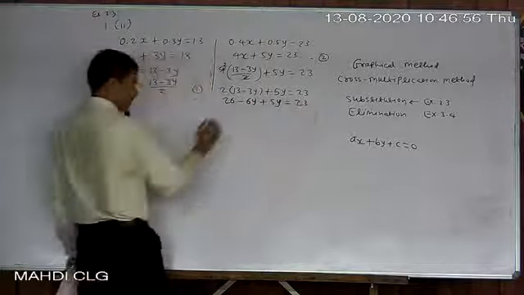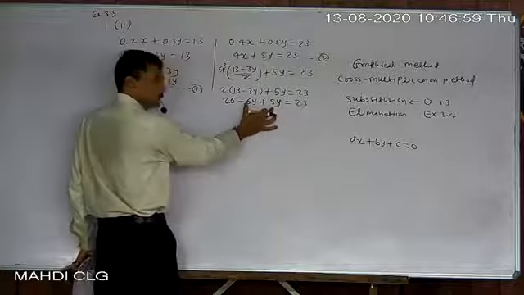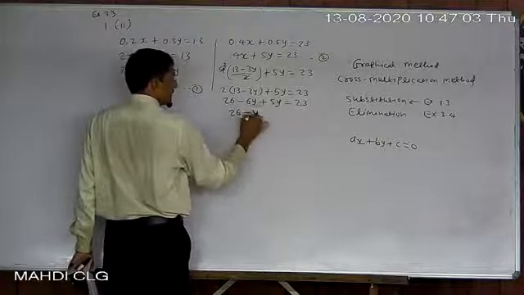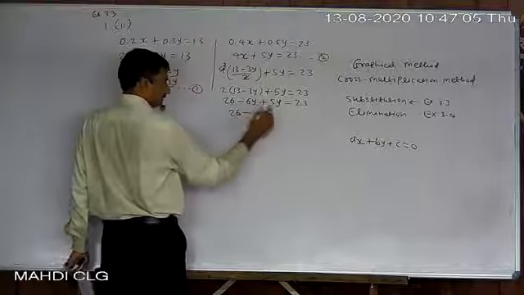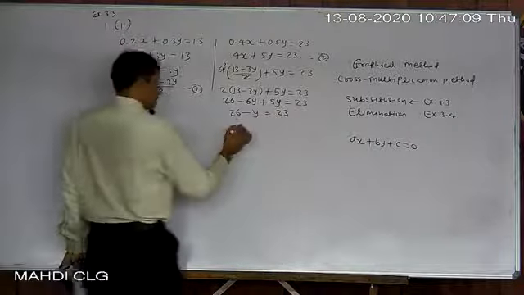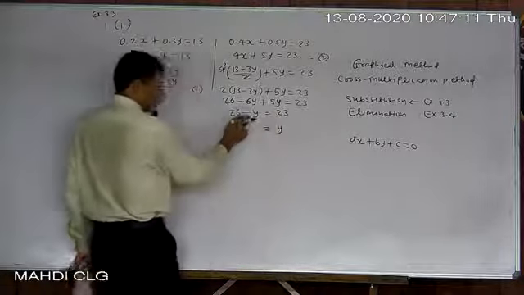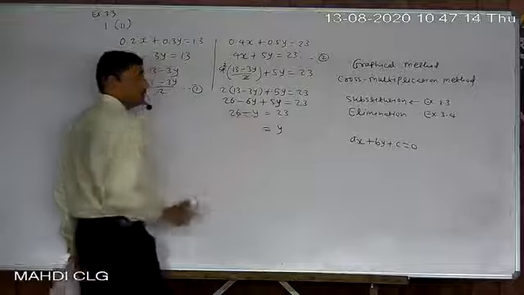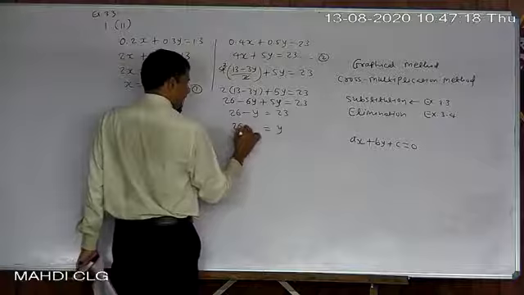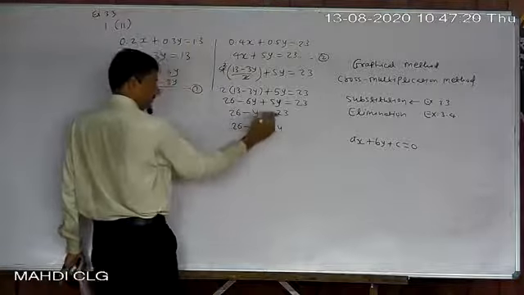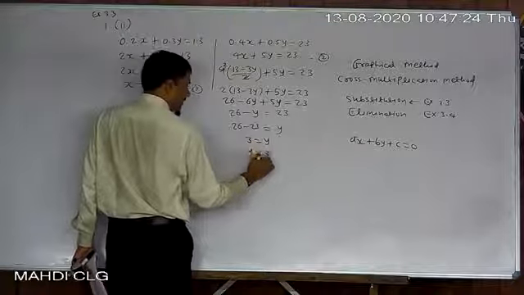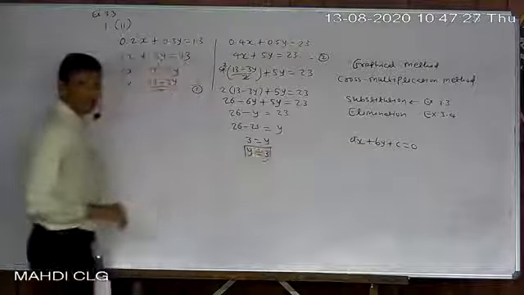23. Now combine like terms, so 26 minus y, minus 6y plus 5y is minus y, equal to 23. Okay, as the variable itself is negative, so I just shifted, 23 comes here, so it becomes 3 equal to y, or y equal to 3. So that is our first answer.